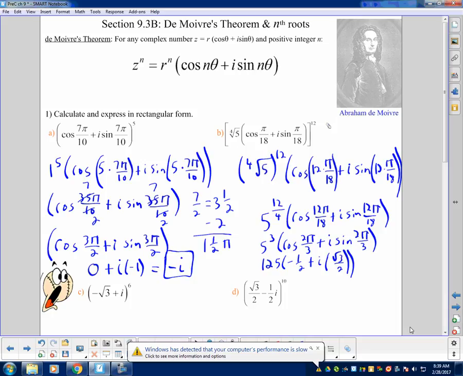So this equals negative 125 over 2 plus 125 root 3 over 2. And that's your final answer, with an I attached. Rewrite that. So it'll be negative 125 over 2 plus 125 root 3 over 2 I.